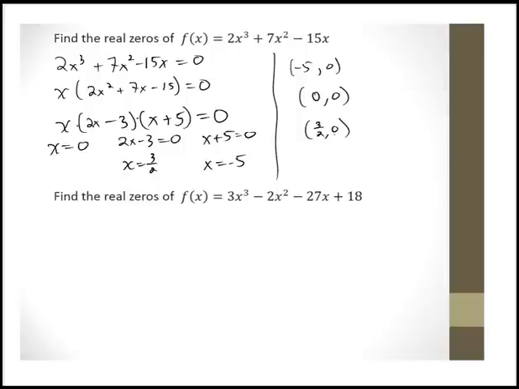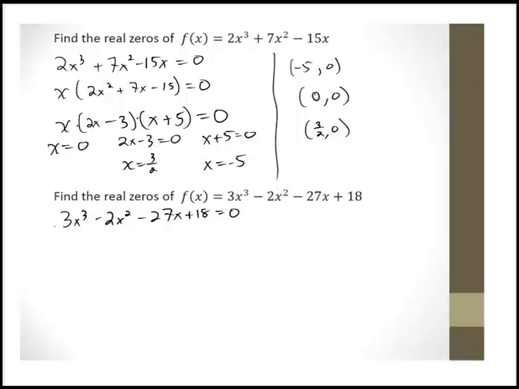Let's look at another exercise. Here we have f of x is 3x cubed minus 2x squared minus 27x plus 18. So I want to solve 3x cubed minus 2x squared minus 27x plus 18 is 0. So I need to try and factor this. I'm going to use the grouping technique.